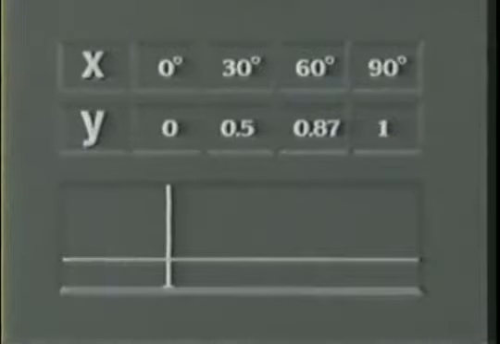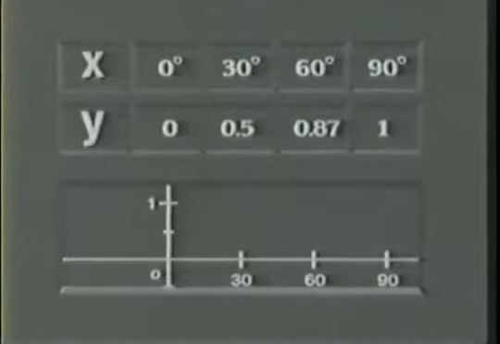A calculator tells us that the sine of 0 degrees is 0. The sine of 30 degrees is 0.5. Sine 60 is 0.87. And 90 degrees, 1. Let's put the angles on the x-axis of our plane and the sine values on the y-axis. Now we can plot y equals sine x.